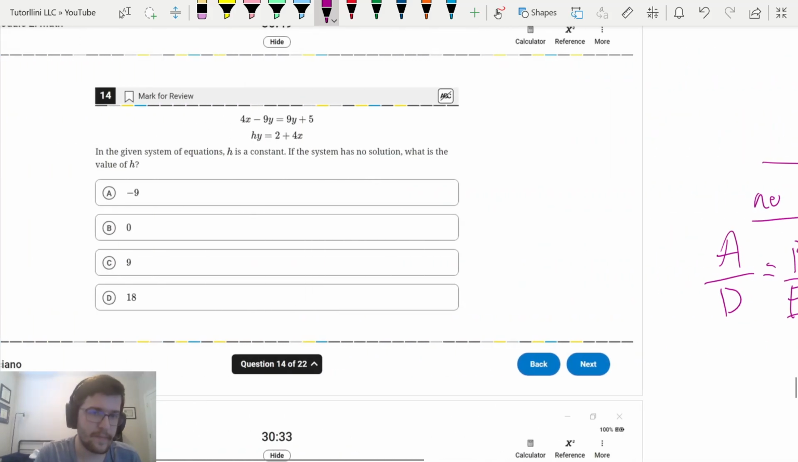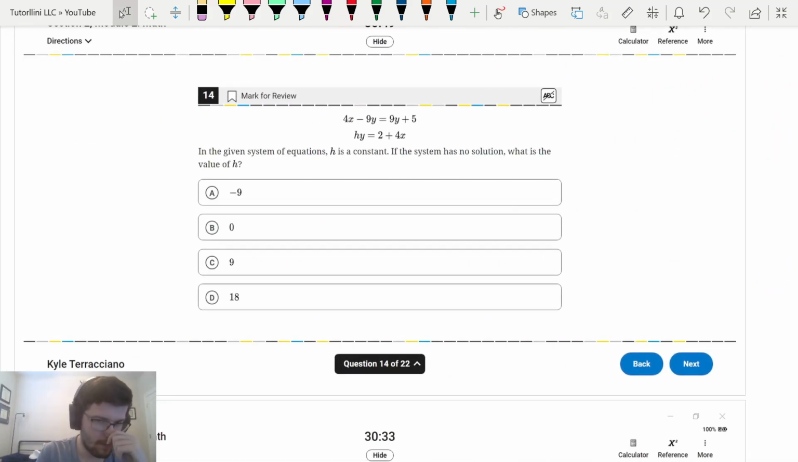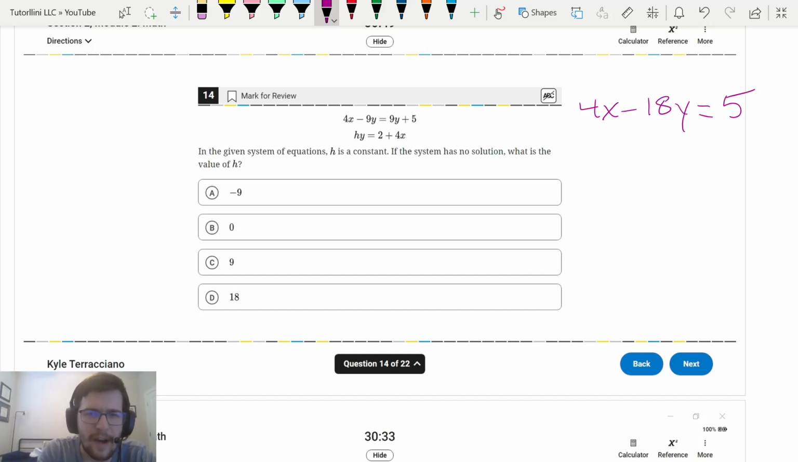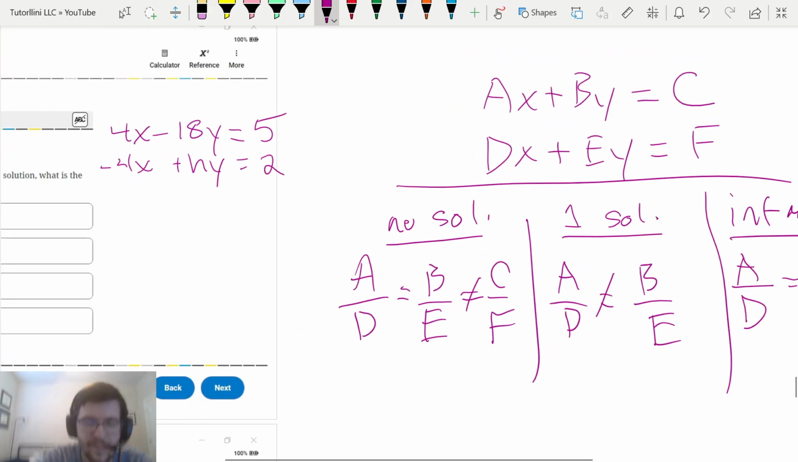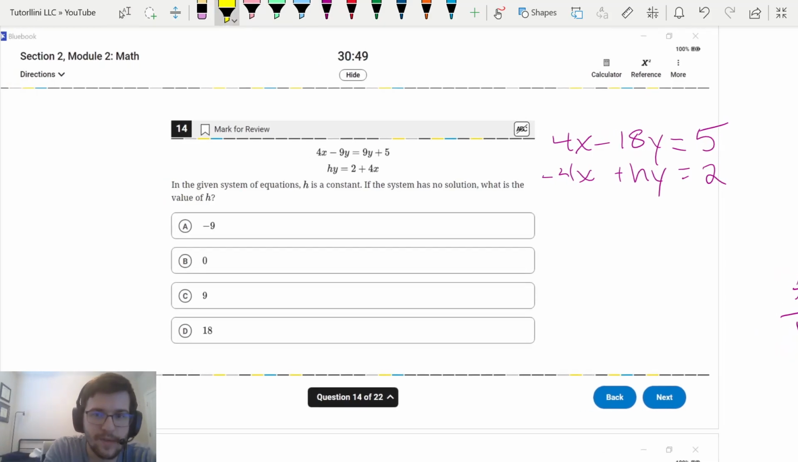Okay, so what I would do here is I would put both these in standard form. So the top one, or pseudo standard form, I'm going to subtract 9y from both sides, and I get 4x minus 18y equals 5. Now I'm going to subtract 4x from both sides on the bottom one, and I get negative 4x plus hy equals 2. So do you see how this looks very similar to what Kyle was just talking about, right? So now it says no solution.